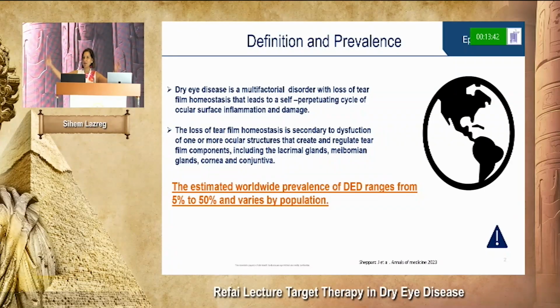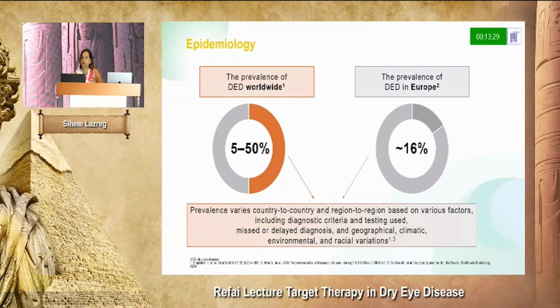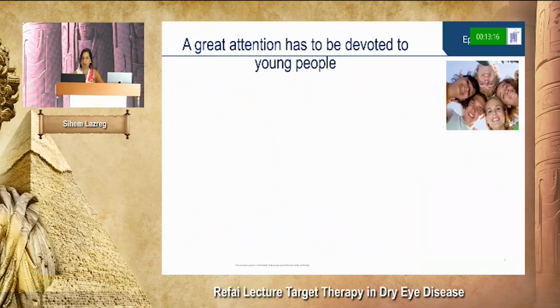What is surprising is that the estimated worldwide prevalence of dry eye disease ranges from 5 to 50%. The prevalence is very different between populations, and the global prevalence may be influenced by the criteria applied for the diagnosis. In Europe, it's less than 16%. The criteria are different, so the prevalence will be different as well.